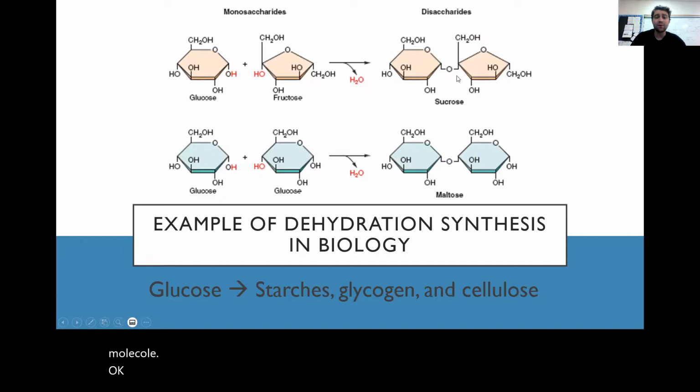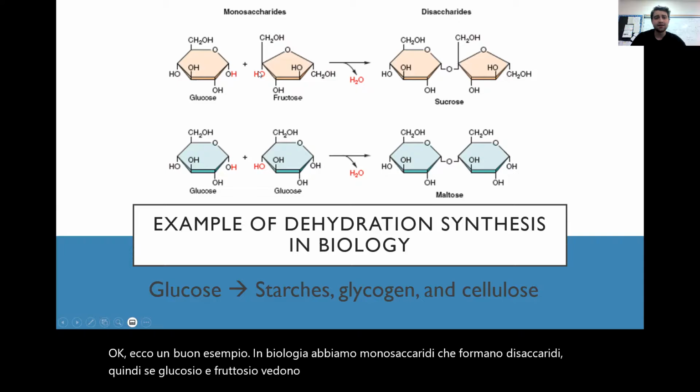Okay, here's a good example in biology. We have monosaccharides forming disaccharides. So we have glucose and fructose. See the different groups right here. That's what creates the difference in the molecule. Dehydration synthesis removes these two groups highlighted in red. You can see that here. In doing so, we have sucrose being created with an oxygen bond. Sucrose is used in plant structure.